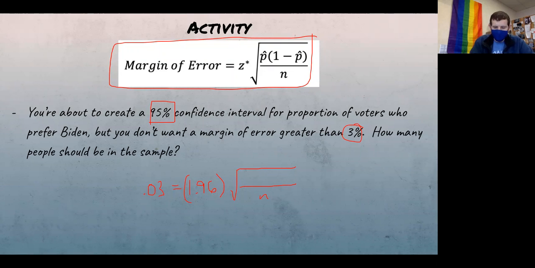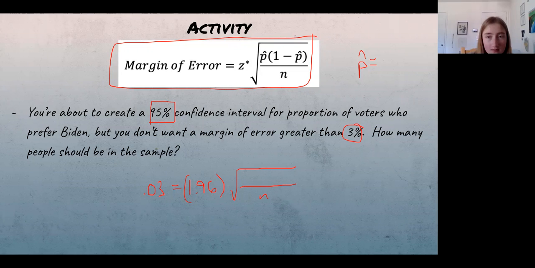If I don't have any p-hat given, and we haven't even done this poll yet, we find our p-hat at the conclusion of the poll. We're setting it up ahead of time, and I don't know what the p-hat is going to end up being. So what should I make the p-hat for the purpose of this calculation? Making you guys think here. We wouldn't want to go with 100%. Is it 0.5? 0.5. There it is.